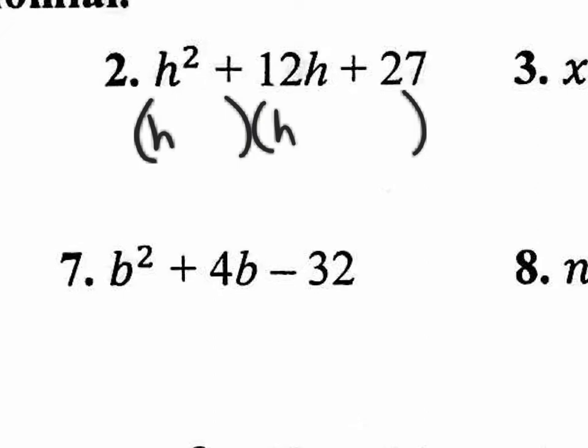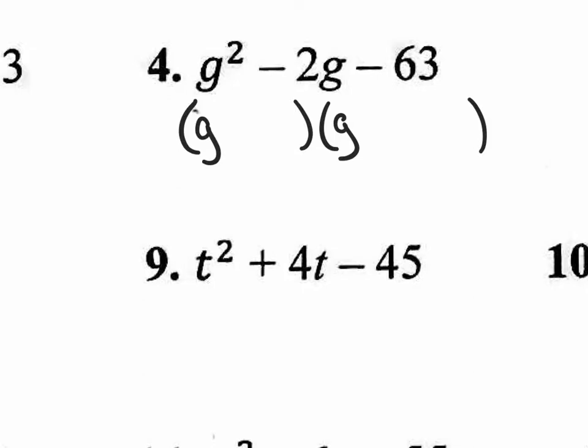So if you don't see that right off the bat, make a list. But I think it's pretty clear that positive 9 times positive 3, that's positive 27. And if you add it together, it really is 12. Let's move on to number 4. So number 4, we also set it up. And we think, what times what is negative 63?